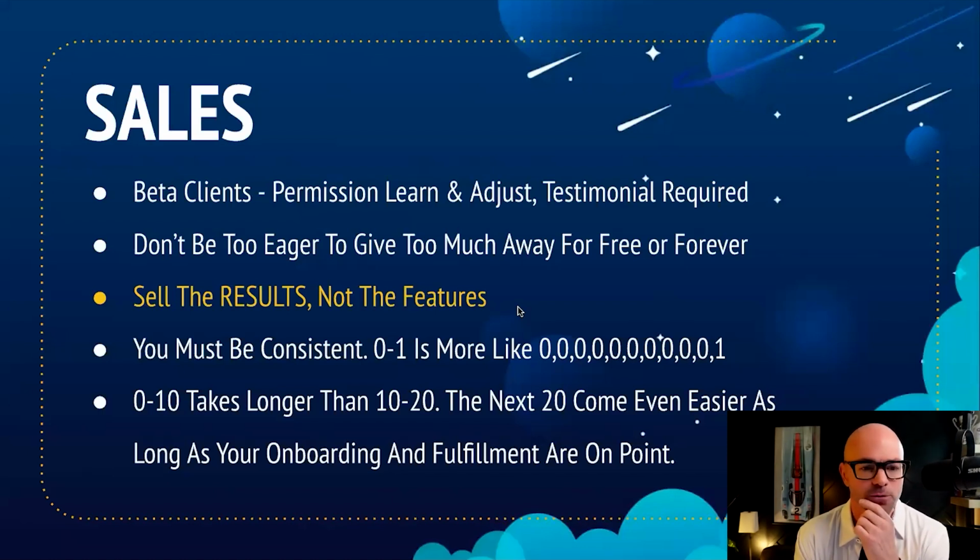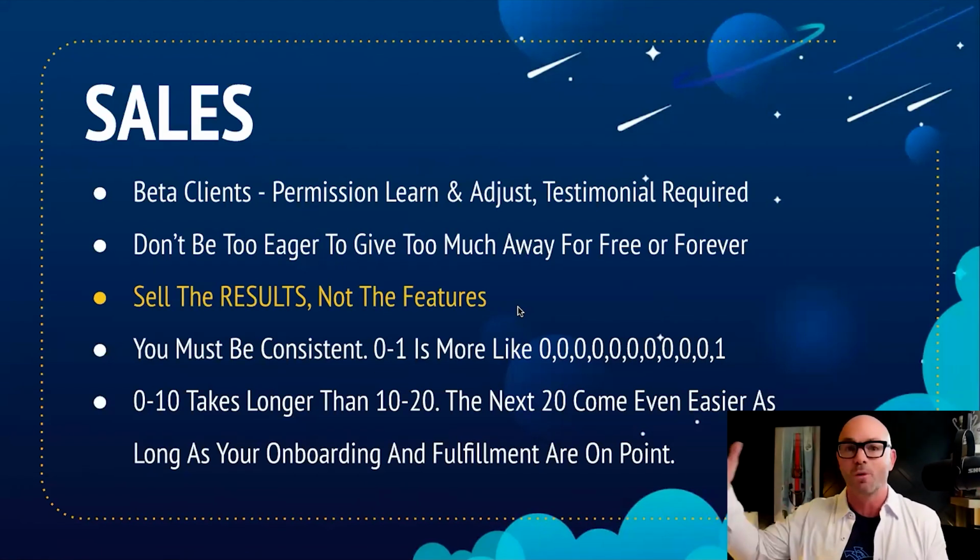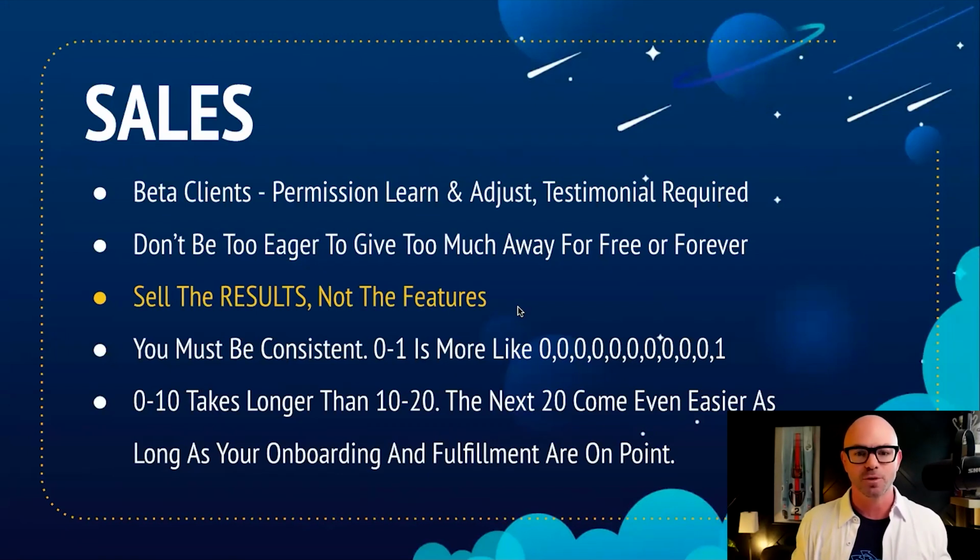You must be consistent. 0 to 1. Look, I took this right from Joel Kaplan's slide, because it's absolutely true, and he wrote it up. 0 to 1 is 0.000000001, right? It's going to take a long time to get your first one. But 0 to 10, once you've done that and you've put in the work, the next 10 comes so much easier. And the next 10 or 20 come easier after that.